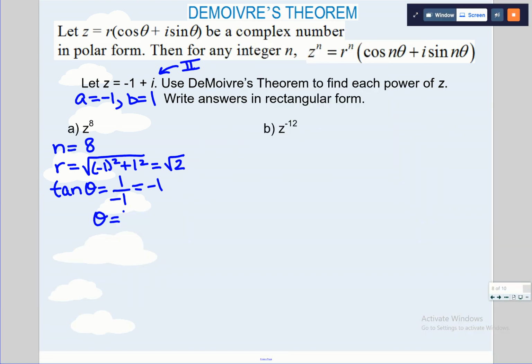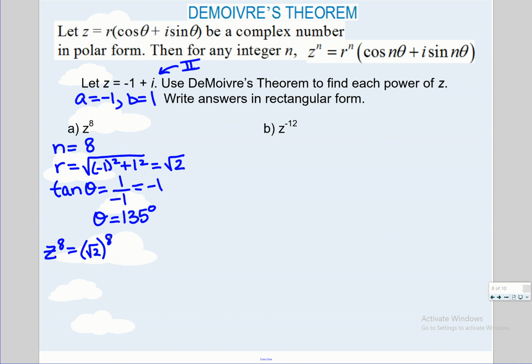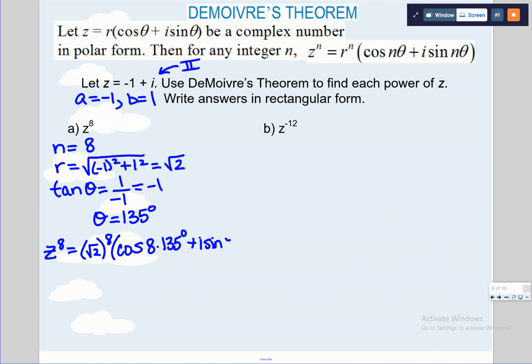Okay, 135. Good. So we have n, r, theta. Now, de Moivre's theorem. If I want to take z to the 8th power, so I'm taking -1 plus i, that complex number, to the 8th power, I'm going to do r, square root 2, to the 8th, times cosine, where n is 8 and theta is 135, plus i sine, that same thing, 8 times 135. You can use your calculator for this.